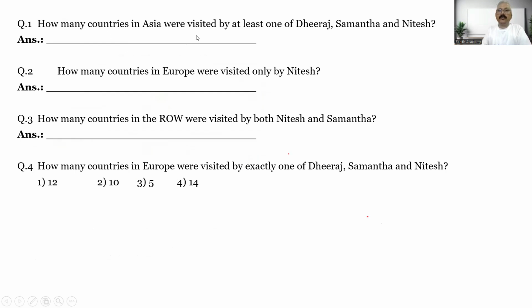How many countries in Asia were visited by at least one of Dheeraj, Samantha and Nitesh? How many countries in Europe were visited only by Nitesh? How many countries in the rest of the world were visited by both Nitesh and Samantha? How many countries in Europe were visited by exactly one of Dheeraj, Samantha and Nitesh? Okay. So first you pause the video and try to attempt it by yourself and then see the solution. Let's see the solution.